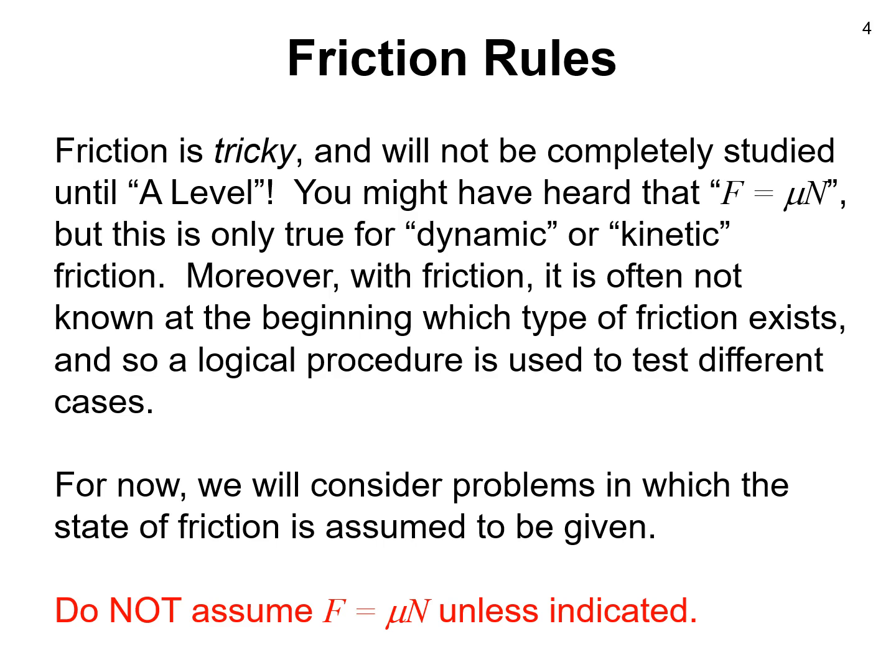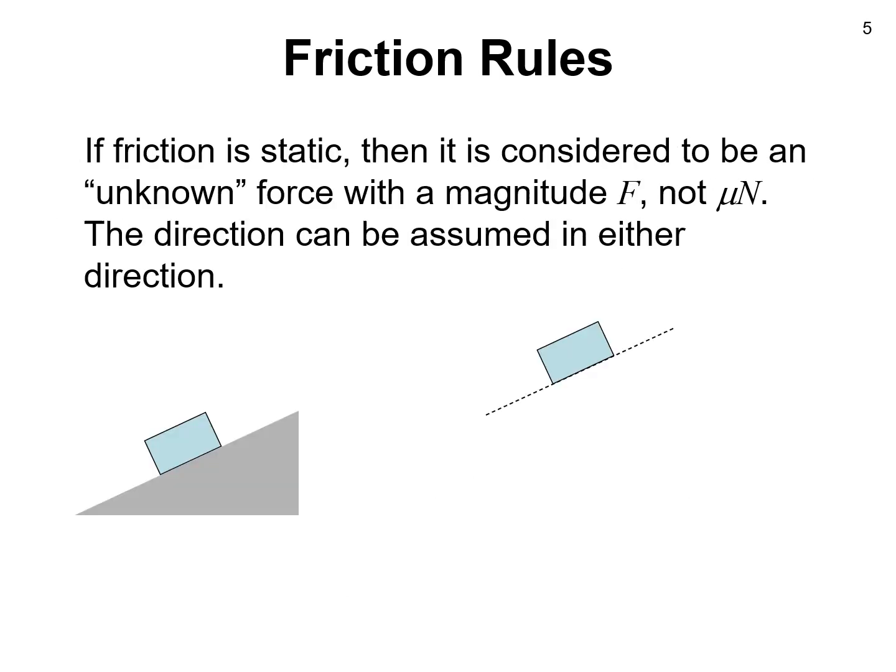So for now, in this level of the course, we will assume that I will give you the state of friction that you have to deal with. And let me just say, don't always write F equals mu times N unless that is specifically indicated. Okay? So for example, if I draw this body with friction, I might say that if it's static friction, I just draw that force as some unknown reaction, and I'll just call it F.